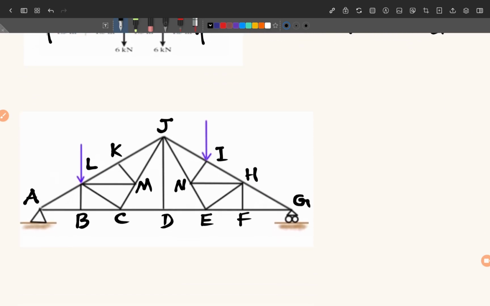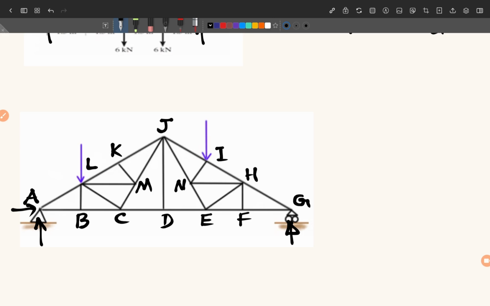Here also you can see very easily that support G will give you one support reaction because it is roller, and A is hinge, so it will give you two reactions. So we identify the reactions, in which direction the reactions will be acting. At hinge support, two reactions, roller support will be one reaction. Now look at the joints which can give you these zero force member.